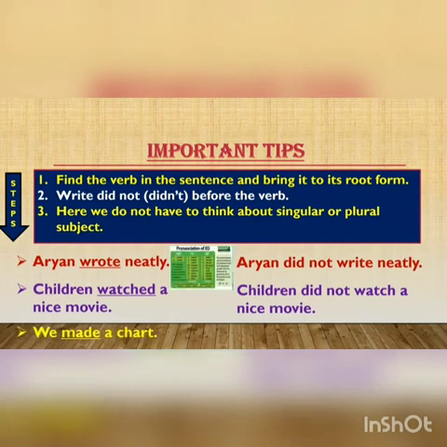Let's see another one. We made a chart. Here the verb is made. And what is the root form of this verb? Make. You remember we've learnt it. Make, made, made. Yes. So make is the first form of the verb here. Just add did not before make and your sentence gets changed to negative. So your sentence will become, we did not make a chart. I hope with these 3 simple steps, you'll easily be able to change your sentence into negative.